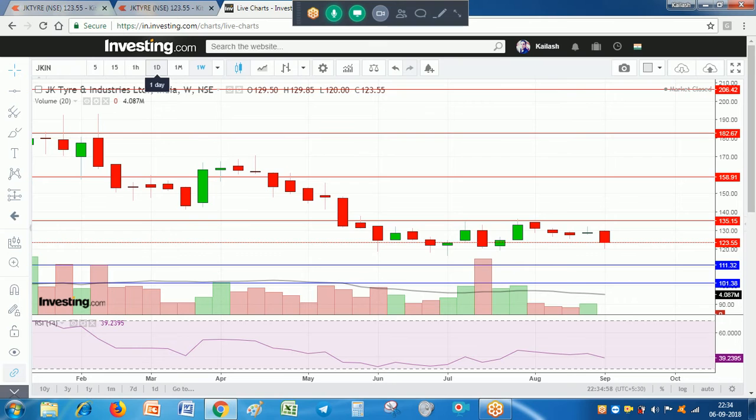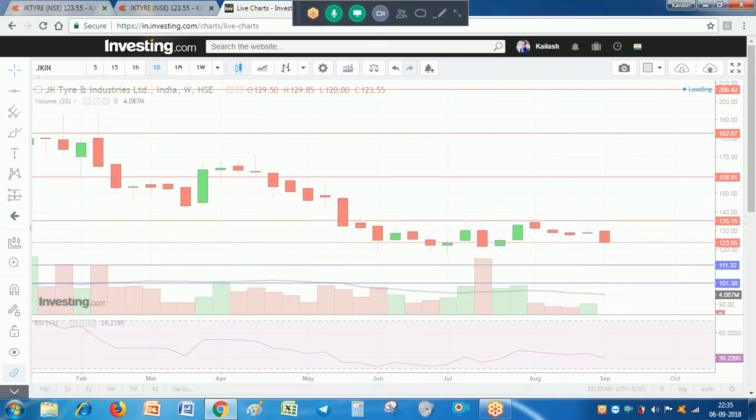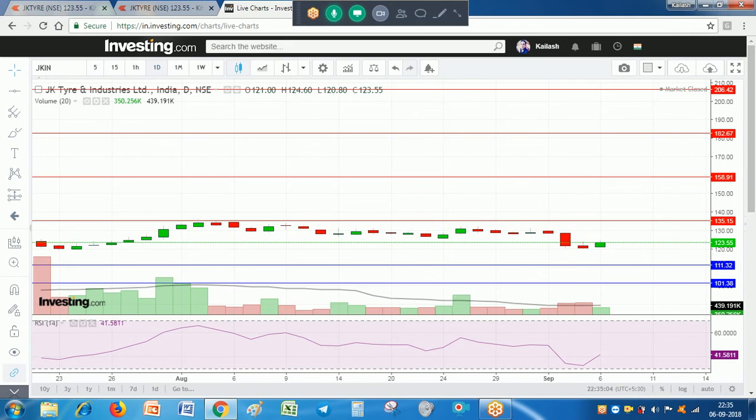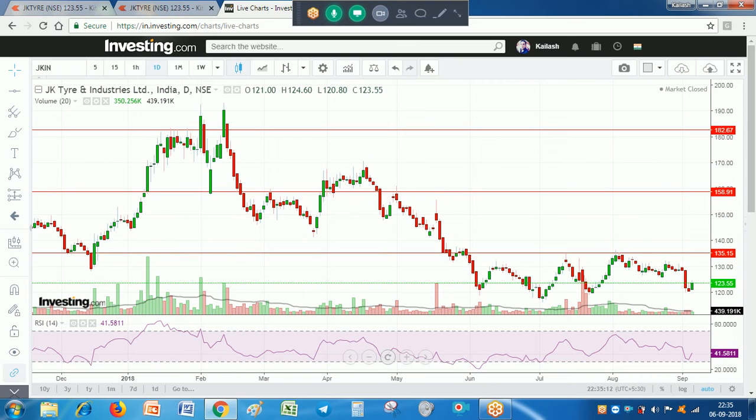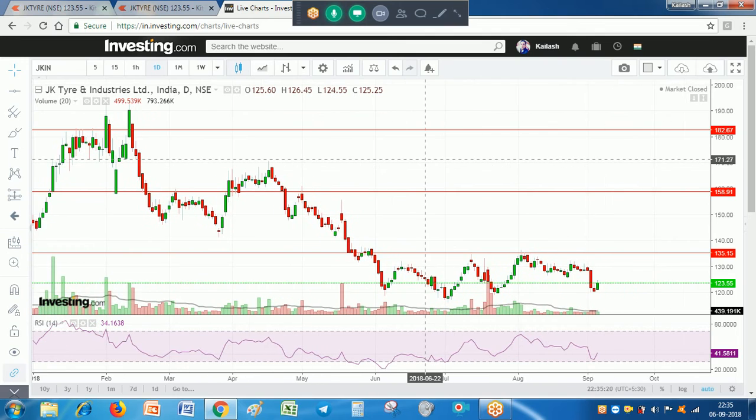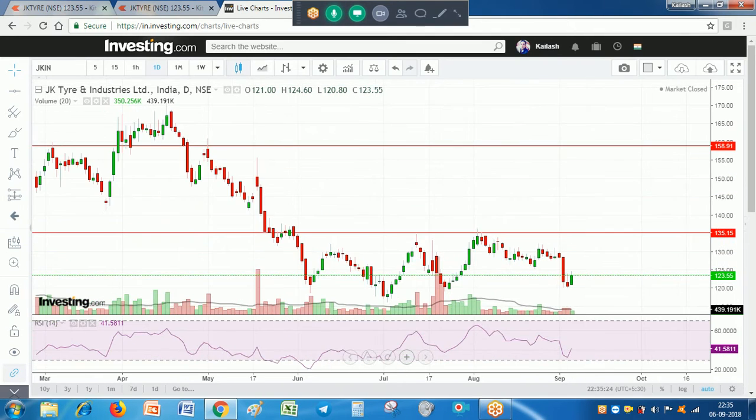So friends, this way we should mark different levels on different time frames. Now look at this daily chart. How does the daily chart look? This is our daily chart, friends, and look at these levels. We may need to mark some further levels. So now look at the daily chart, friends. On the daily chart, it has shown some reversal sign. Look at this.